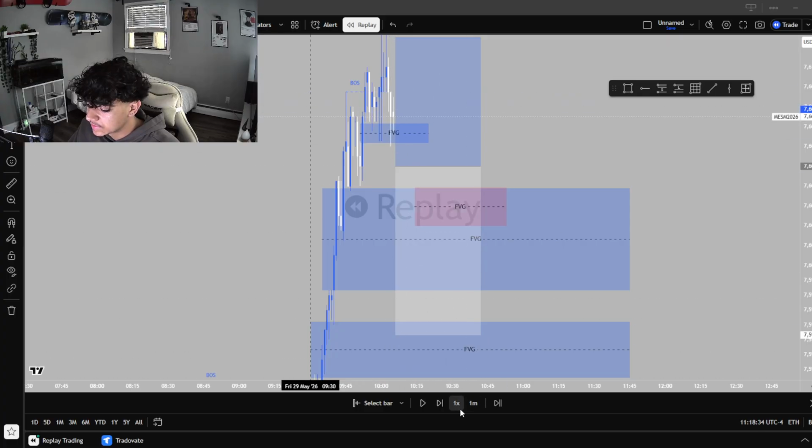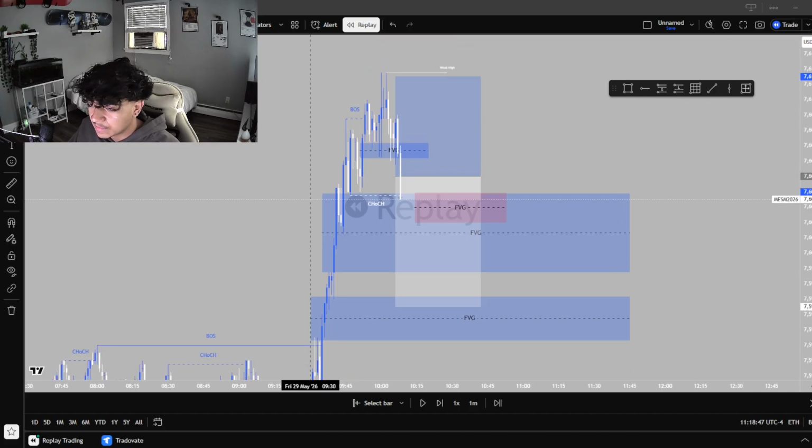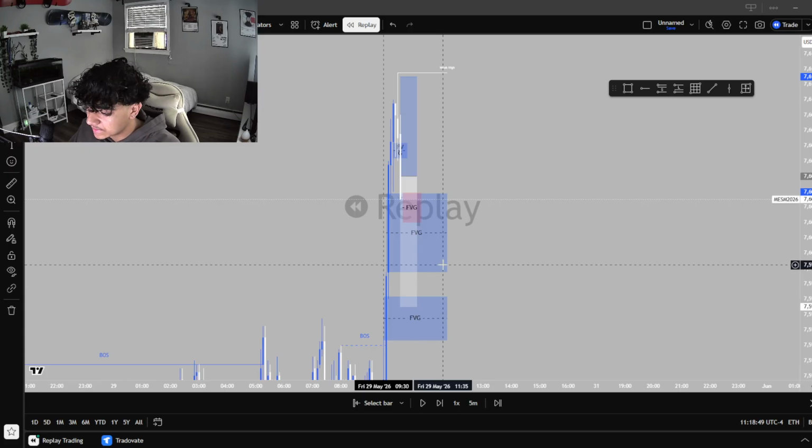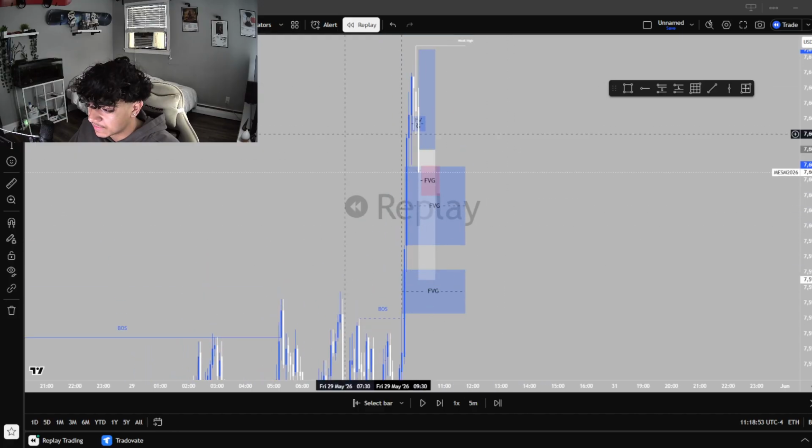This is 10:06. And boom. We get an inverse of this gap. And this was my entry. And I'm keeping in mind that we're still in this 5-minute bullish fair value gap, and this is a big fair value gap and this is strong.